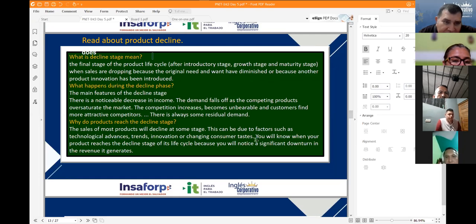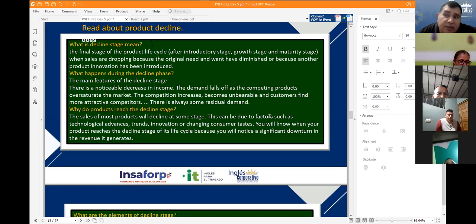What happens during the decline phase? The main features of the decline stage are there is a noticeable decrease in income. The demand falls off as the competing products oversaturate the market. The competition increases, becomes unbearable. Teacher, what is unbearable? Intolerable. Becomes unbearable or intolerable, and customers find more attractive competitors. There is always some residual demand. Okay, residual demand means a few people continue to buy the product.